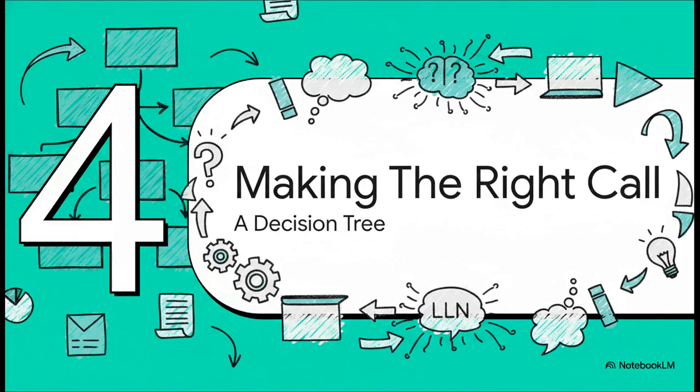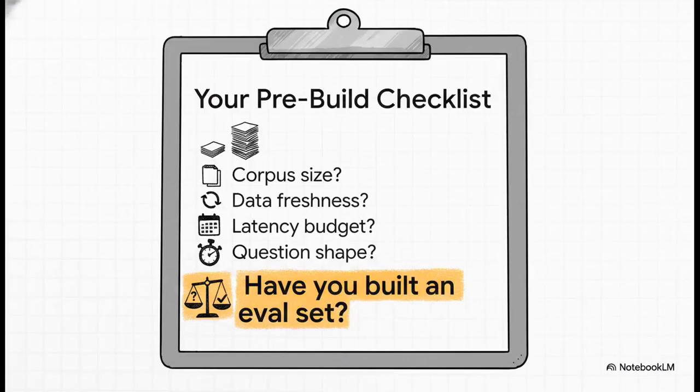Okay, so let's make this super practical. How do we take all this theory and use it to make the right call for the projects we're starting on Monday? Let's walk through a decision framework. Before you write a single line of code, you have to answer these questions. How big is your data? How often does it change? What's your latency budget? What kinds of questions are your users actually going to ask? The answers to these will point you toward the right starting architecture.